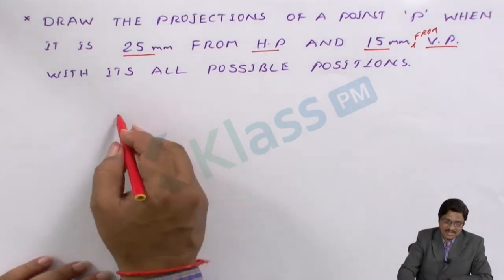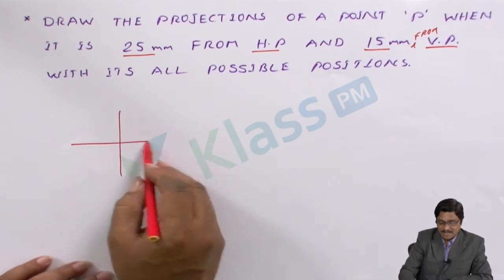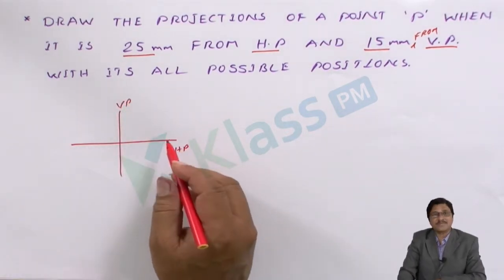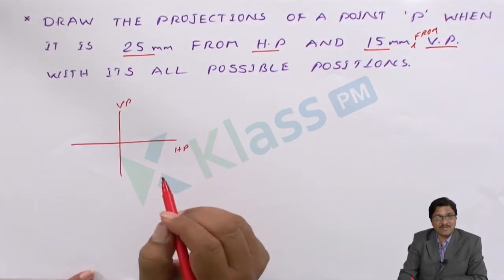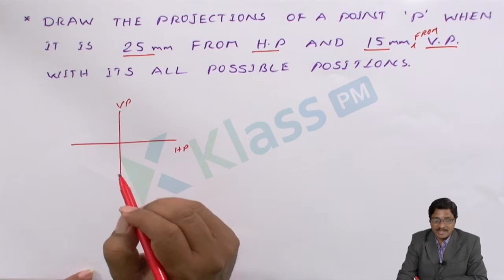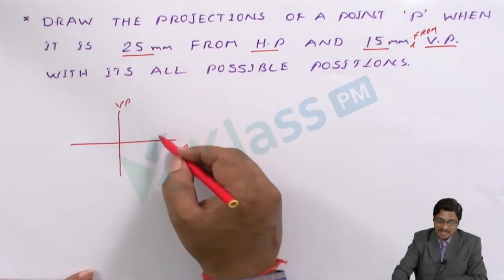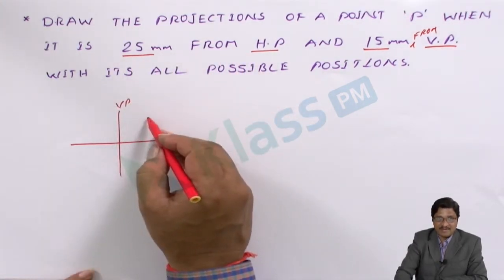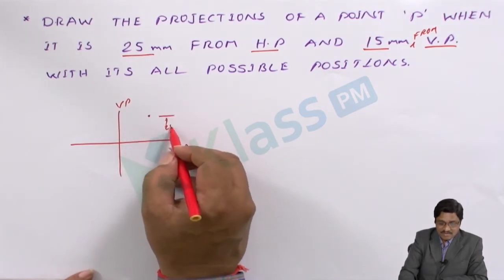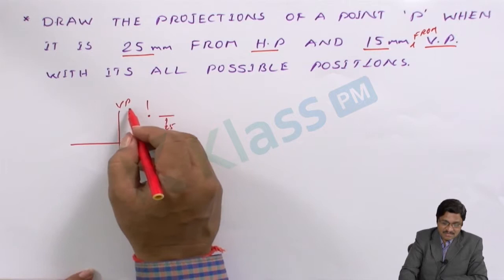So try to understand here, I'm just representing the plane positions, vertical plane and horizontal plane. When you are speaking of a particular point, what can the possibilities be? Let me consider the first coordinate. The point may be 25 mm above the HP and 15 mm in front of the VP. So this is the possible position.